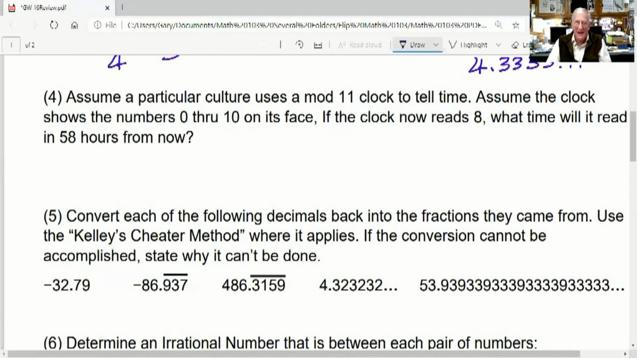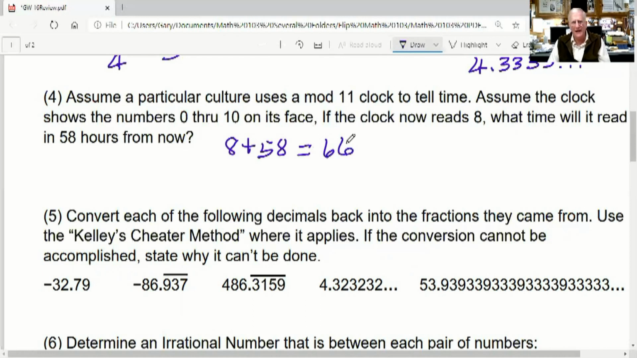I could actually make this mod 11 clock, put a circle down, put the digits 0 through 10 on it, and put an arrow out to the time 8 and count ahead 58 hours. That's too much work. I've got to count and all that stuff. The simplest thing to do, if you recall, is to simply take the time it is, 8 o'clock, and add to it the number of hours, 58. That gives us what? 66 o'clock.